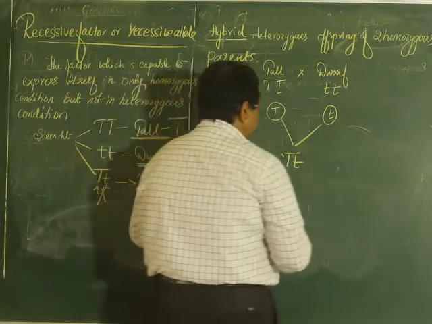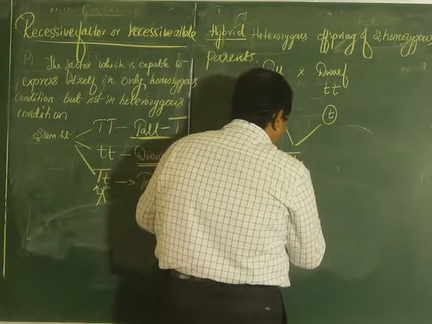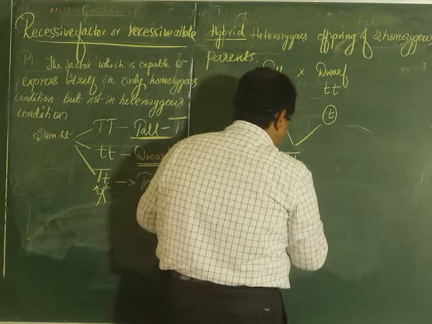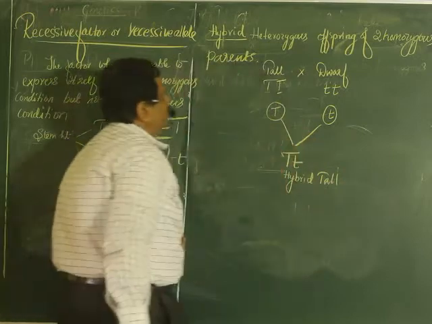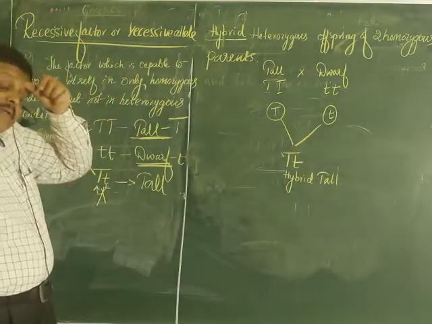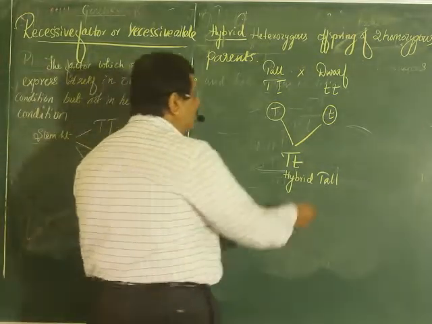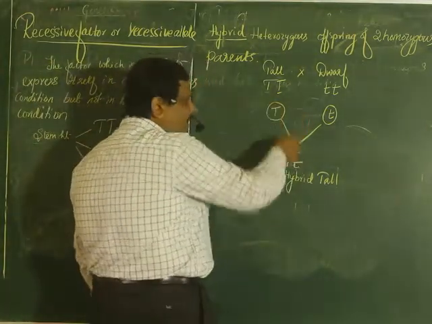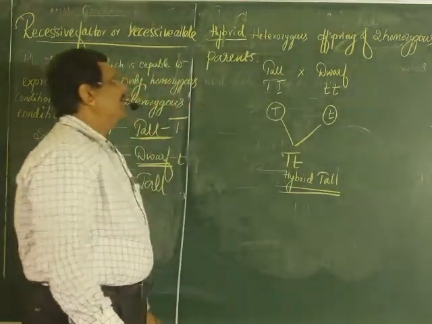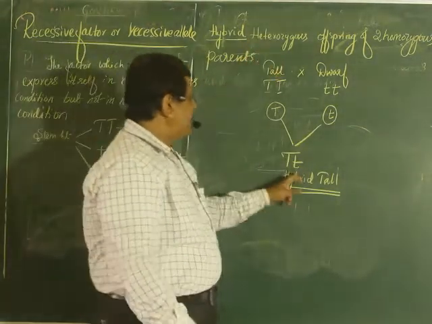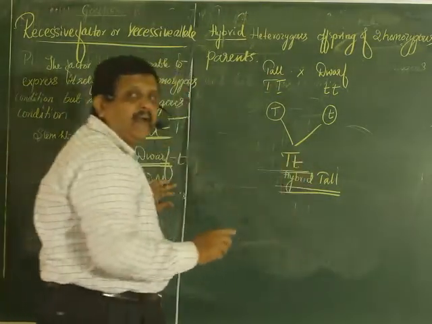That is called hybrid tall. This is called hybrid tall. So whenever we cross the tall and dwarf plant, we are going to get a hybrid, that is heterozygous. See, this is heterozygous because one is capital T, another is small t.